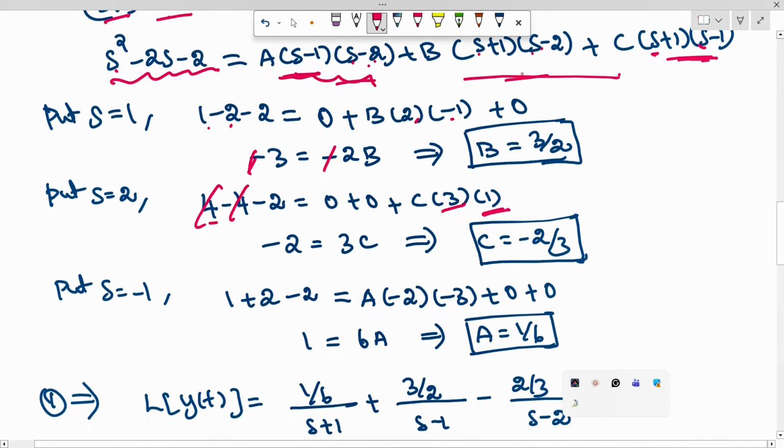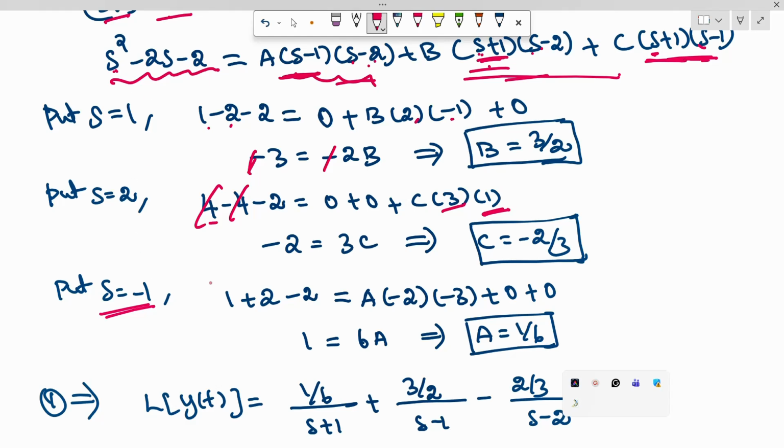Now, in the same equation, substitute s is equal to minus 1. If you put s is equal to minus 1, in the three terms, second term and third term values are 0, because here s plus 1 is there. Here if you put here s is equal to minus 1, second term is 0. Here also if you put s is equal to minus 1, third term value also 0. Okay, substitute in the left hand side also.